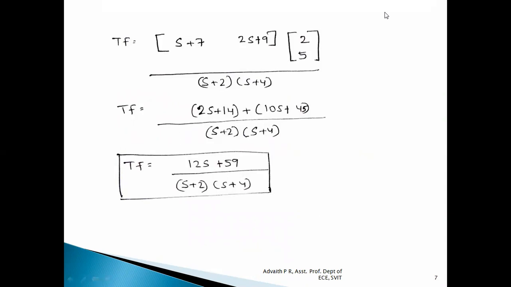Now, if we observe, again we have got two matrices here. When a 1 cross 2 matrix is multiplied by a 2 cross 1 matrix, the resultant which we get will be a 1 cross 1 matrix. S plus 7 into 2 is 2S plus 14, plus 2S plus 9 into 5 is 10S plus 45, divided by S plus 2 into S plus 4. So 2S plus 10S is 12S, 14 plus 45 is 59, divided by S plus 2 into S plus 4. So this is the overall transfer function for the given state model.